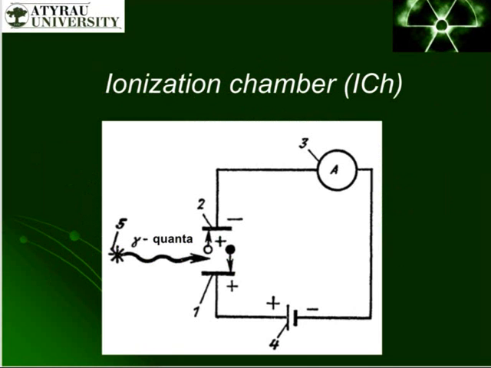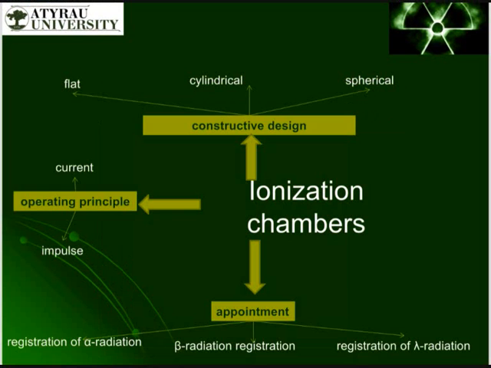Ionizing chambers are subdivided according to the following main features, such as principles of operation or current pulses. Constructive design includes flat, cylindrical, spherical, and purpose includes registration of alpha, beta, and gamma radiation, etc. Ionizing detectors, which use the principles of gas amplification, are called gas discharge counters.